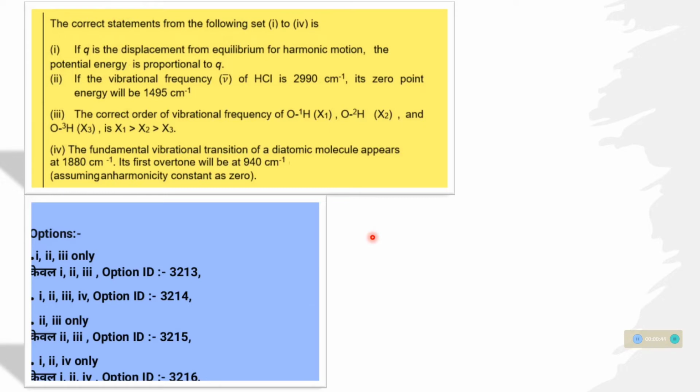In the question, 4 statements are given, and we have to find what the correct statements are. So we will discuss every statement separately and try to find the correct ones. The first statement says that if Q is the displacement from equilibrium for harmonic motion, the potential energy is proportional to Q.